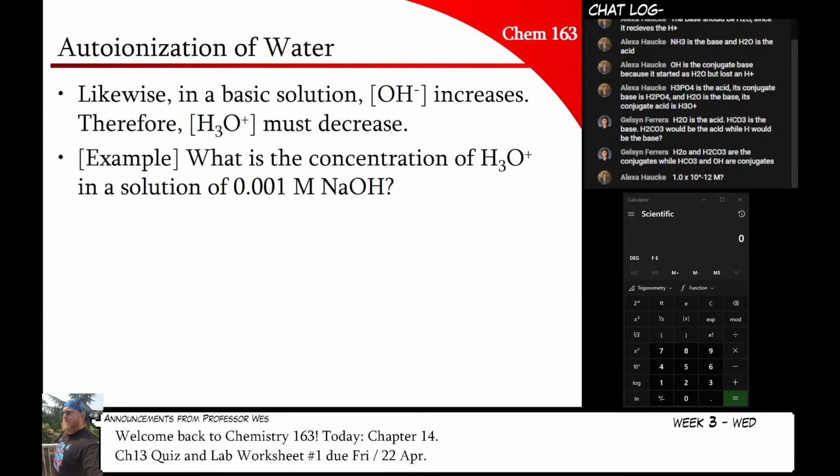All right. Let's do the same thing here. I have 0.001 molar sodium hydroxide. What is the concentration of H3O+ in there? I'll give you another minute to calculate that one. And then I believe we're due for a break.